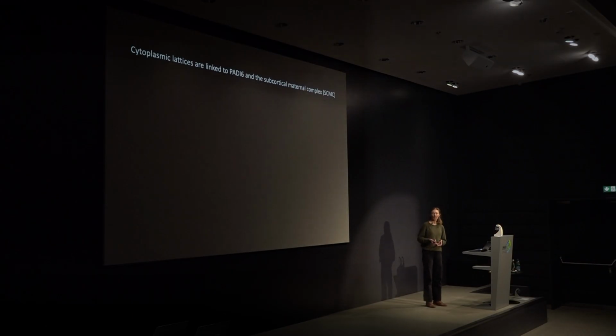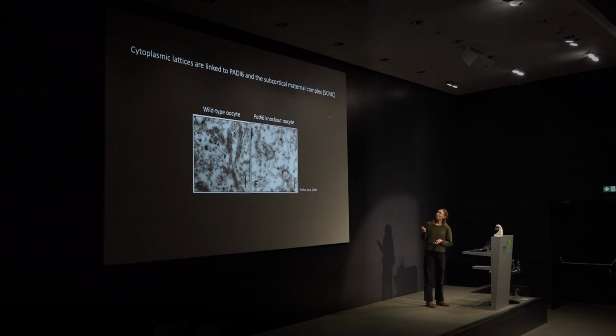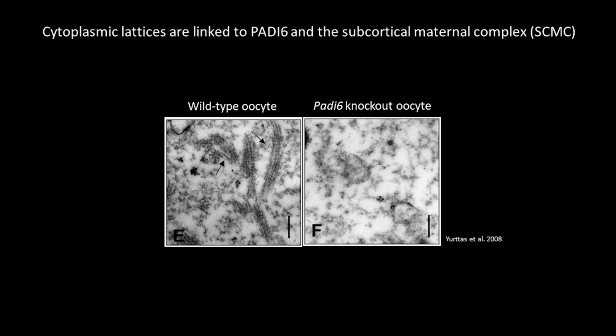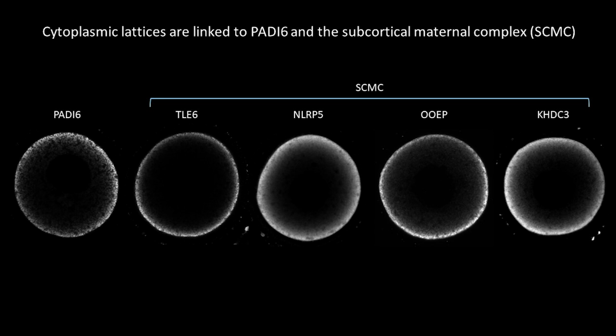When I started this project, we didn't really know much about cytoplasmic lattices, but one thing we did know was that they have been linked to oocyte-specific proteins called PADI6, and proteins of the subcortical maternal complex, or the SCMC for short. It was found that when PADI6 or the SCMC proteins are knocked out, or the genes encoding these proteins are knocked out, cytoplasmic lattices no longer form in the oocyte cytoplasm. PADI6 and the SCMC proteins have been shown to localize to the oocyte periphery, or the subcortex, as the name suggests. But I said that cytoplasmic lattices are everywhere in the cytoplasm, so the link between these two structures was not really clear.